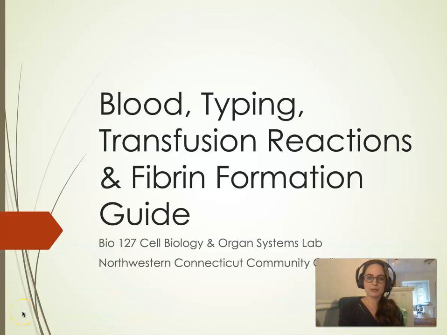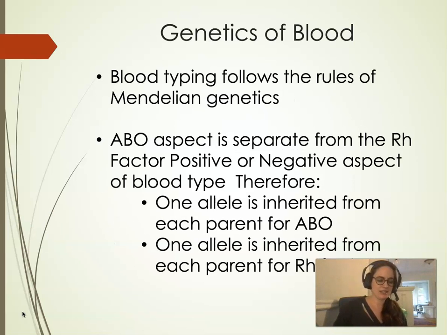Okay, so for the second part of our lab, we're going to be doing principles of inheritance for blood types. So we're going to do ABO inheritance. Now, the good news is that it's a Punnett square, and you've done Punnett squares, and the rules are the same.